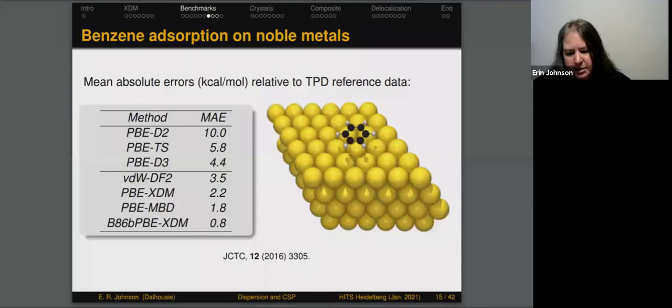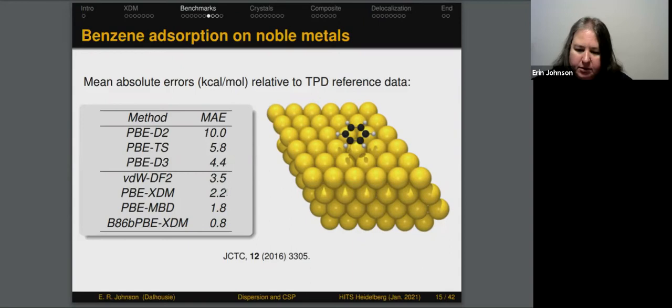And if you have a highly empirical dispersion method like D2, where it's just all atom typed, the dispersion coefficients for a metal atom look a lot like a metal atom in the gas phase. And as we saw, those are very much too high and lead to significant overbinding of molecules to a metal surface. So we have quite large errors with PBE-D2. This is improved a bit with TS and D3, which are two other popular dispersion corrections from the Tkatchenko or Grimme groups. But there's still significant overbinding.